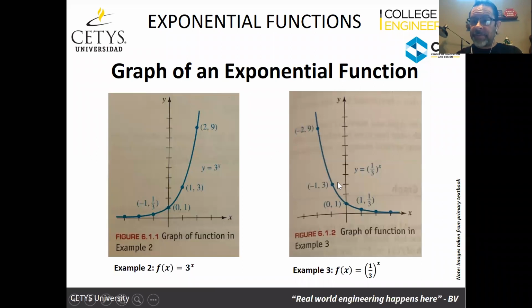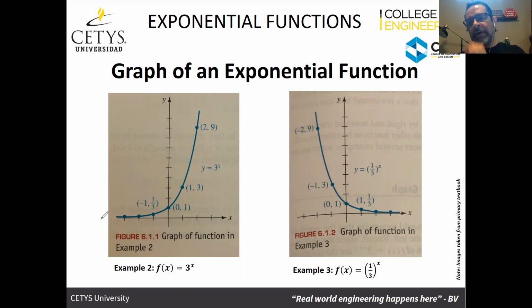Okay, now the graph of an exponential function. This is important. The graph or the model of an exponential function has a very characteristic representation, and it's this one that we have here. But it's important to note a small detail with regards to b. This is the graph of the exponential function.